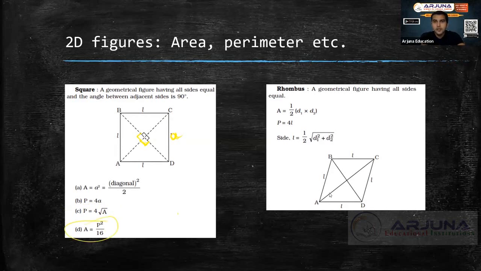And next we have rhombus. What is rhombus? Rhombus is a shape where all the sides are equal but the diagonals are not equal. So here AC is equal to BD for the square. Here AC is not equal to BD, but all the sides are equal. Same condition, all the sides are equal, then it is a rhombus. Okay, then what is the area of it?